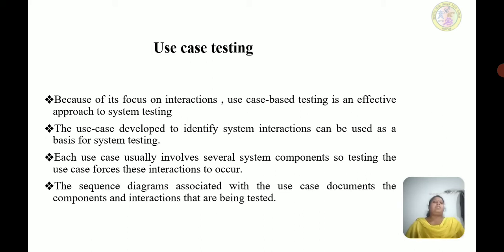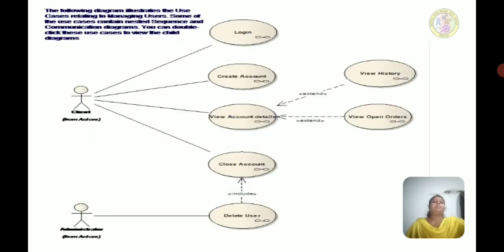In the use case, we develop it to identify the system interactions that can be used as the basis for system testing. For each use case, it involves several system components that can be tested to force these interactions to occur. The sequence diagrams associated with the use case document the components and interactions that are being tested. In the example, we will look into this.